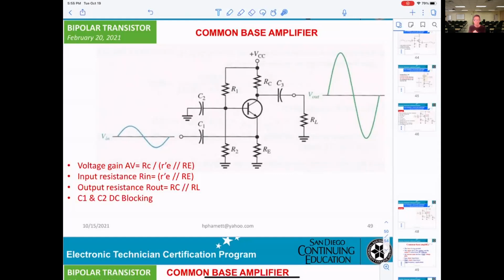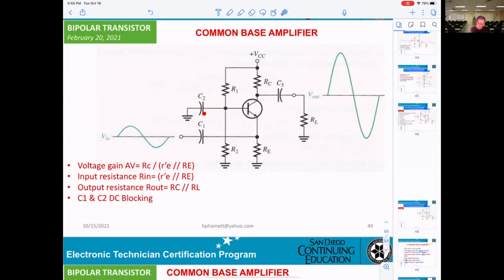Now, why do we need that C2? If we don't have a C2, is it okay or not okay? No, it's not okay. The base will be grounded. That means you don't have any base voltage, 0 volts anyway, and the circuit is not working. So you must have the C2 here.